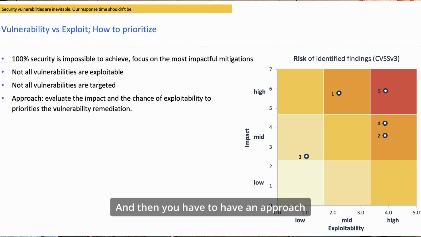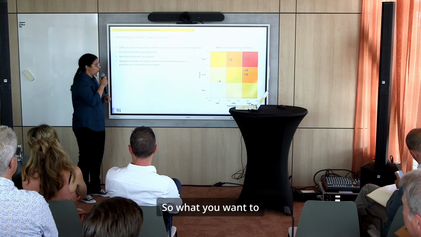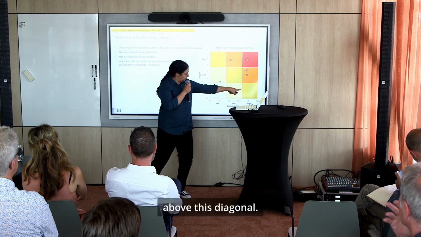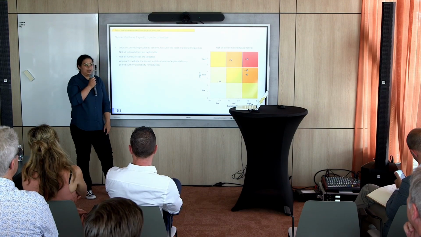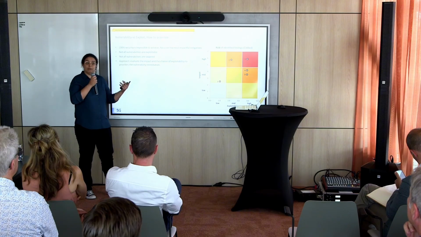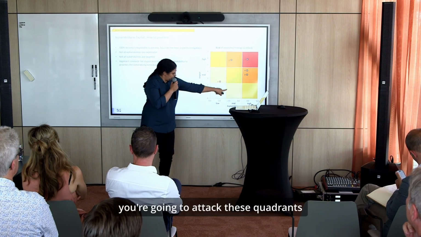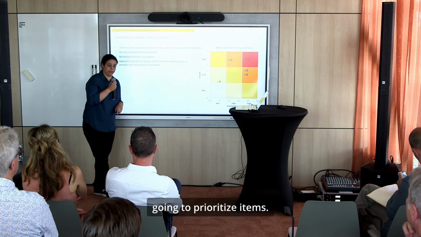And then you have to have an approach that's always going to look at the impact and the chance of exploitability. So what you want to fix is most of the time above this diagonal. Those are the items you want to fix. And then if you have time, which most developers don't, you're going to attack these quadrants and then lay it here. So that's how you're going to prioritize items.